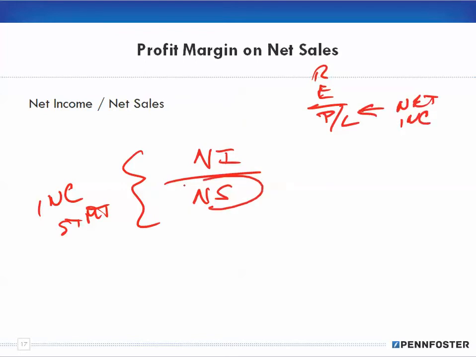Okay, and we know what our net sales is because I just got done explaining that. So that's giving me a profit margin on my net sales, meaning how much money am I making as a margin, as a percentage, on my net sales. Right? So with that said, I kind of went over these here.